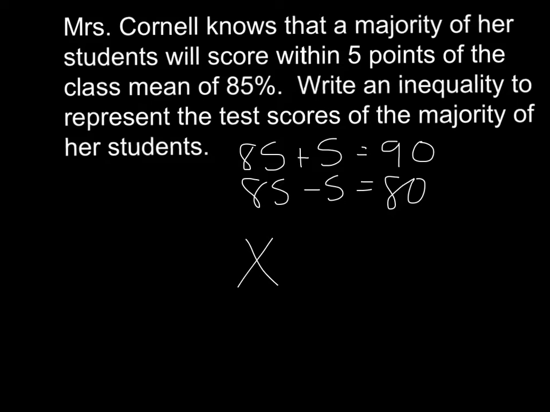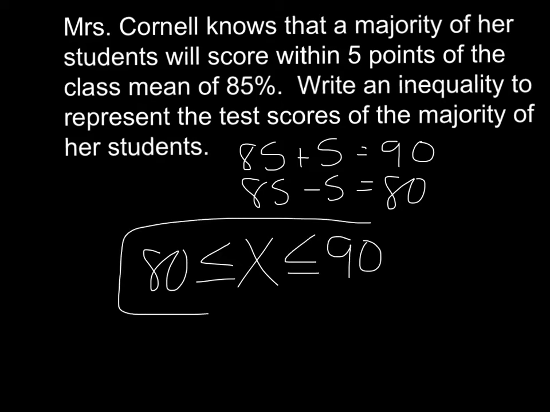Okay, so if you score between an 80 and a 90%, you're going to be within 5 points of the mean. So we show that by saying x is greater than or equal to 80%, but it's also less than or equal to 90%. So here is your inequality to represent that your score, which is x, could be between 80 and 90%.